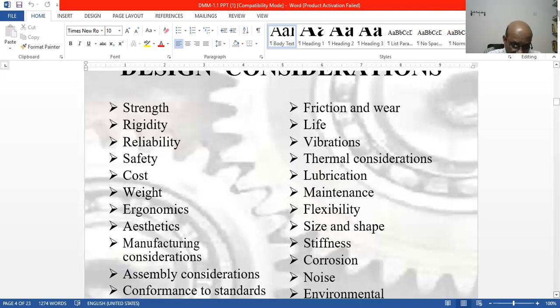We can express stiffness as K equals F by delta, where K is the stiffness in newton per meter, and F is the applied force. Stiffness is the resistance of an elastic body to deflection or deformation by the applied force. It is the ratio of force to deflection. We have to calculate how much stiffness there will be, and inform the design office.